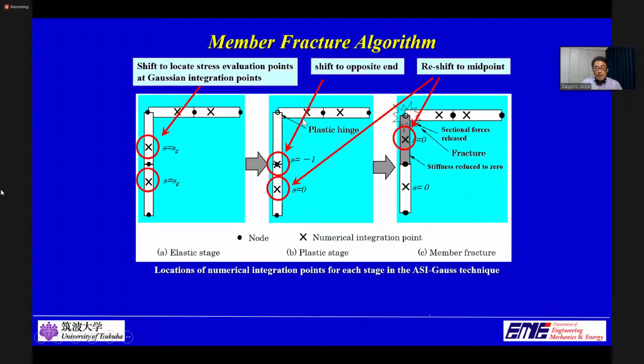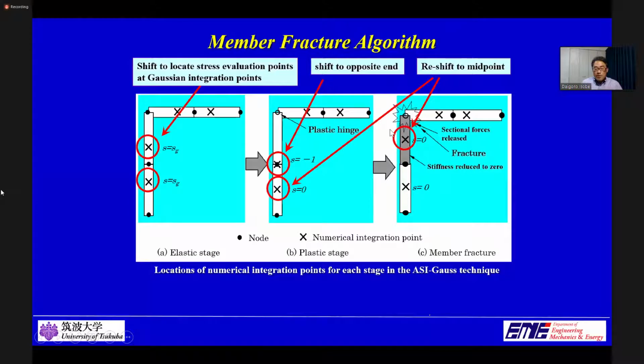A plastic hinge is likely to occur before a member fracture develops, and the plastic hinge is expressed by shifting the numerical integration point to the opposite end of the free plastic section. Accordingly, the numerical integration point of the adjacent element forming the same member is shifted back to its midpoint, where it is appropriate for one-point integration.